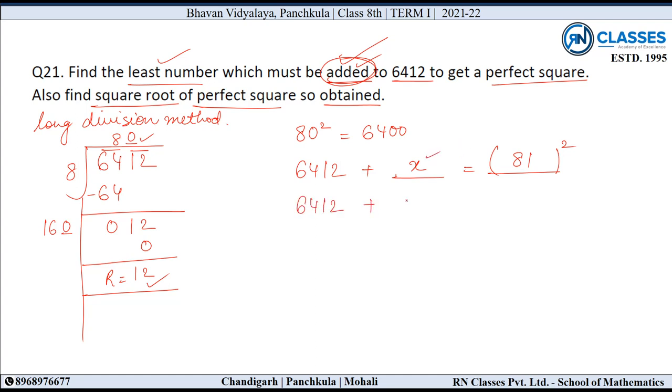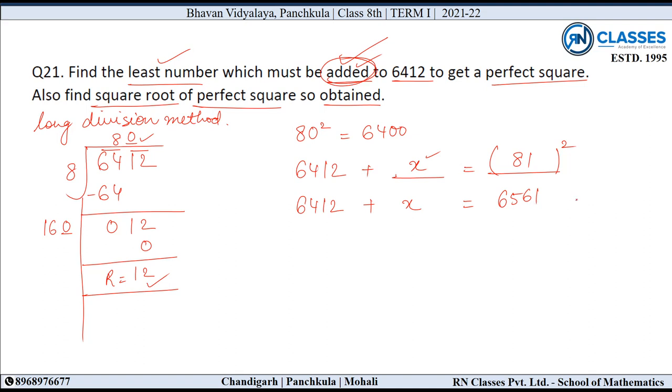6412 plus x equals the square of 81. The square of 81 means 100 minus how much? 19. 100 minus 19 means 100 minus double of 19, which is 38, so 100 minus 38 is 6200. Then add 361 to 6200, the square of 19. That comes out to be 6561. We have already done this in the class.